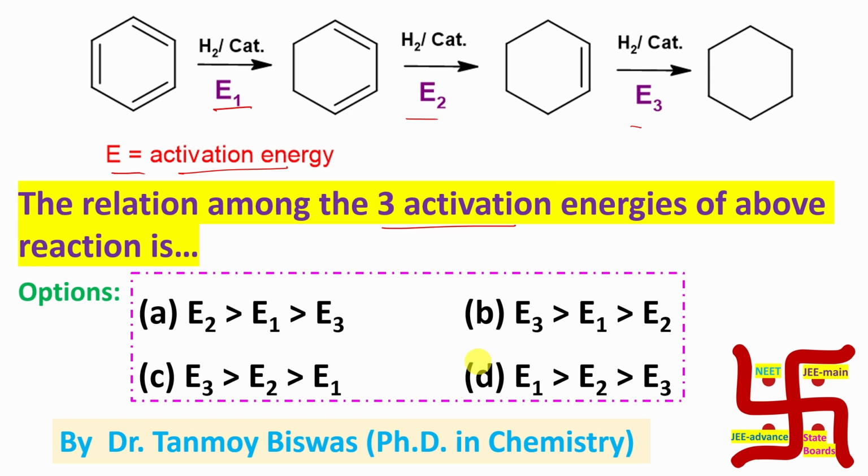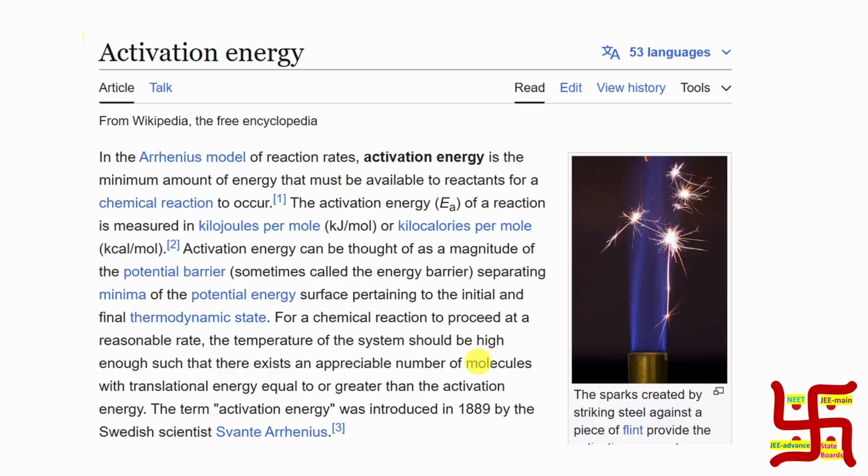So in order to go into the main topic, let's learn what activation energy actually is. In the Arrhenius model, the activation energy is the amount of energy that must be available for a reactant for a chemical reaction to occur, meaning a minimum energy needed for a reaction to take place. You need to supply this much energy. It doesn't decide whether the reaction will be exothermic or endothermic. No, it will not decide, but this much energy you need to supply externally so that the reaction takes place, and ultimately you will get this energy back.